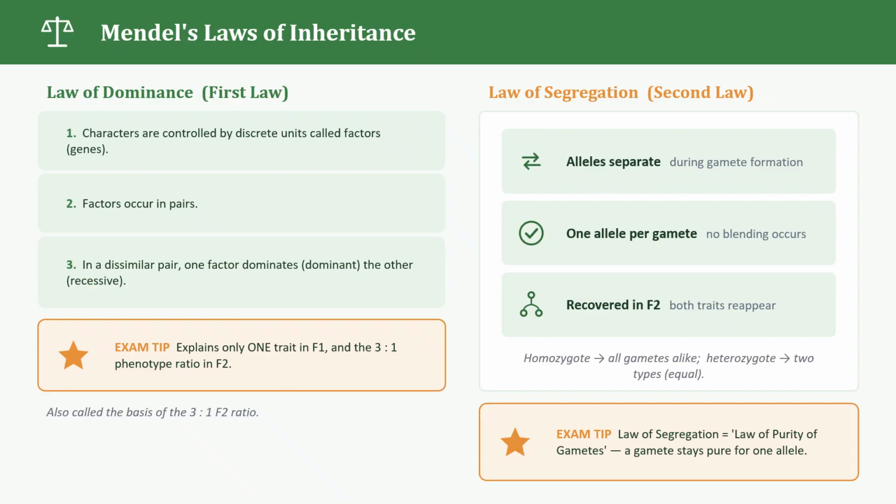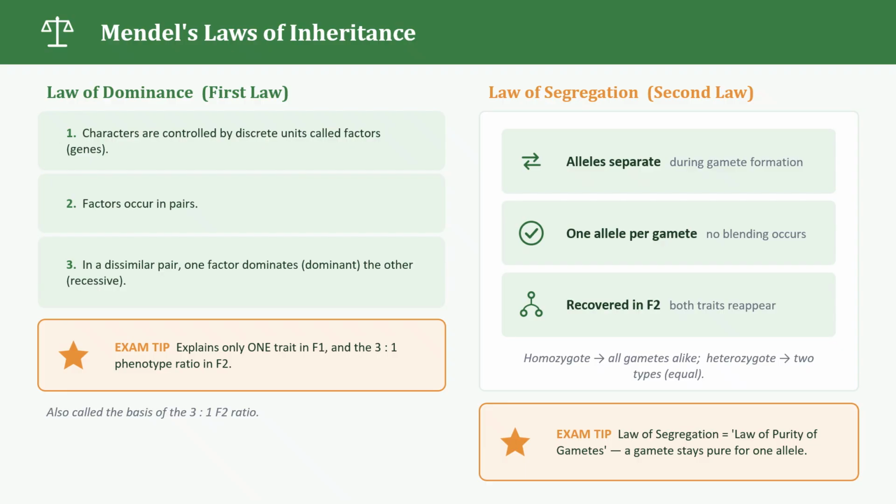Next, we are going to see Mendel's laws of inheritance. So, Mendel's laws of inheritance, two laws are there. One is the law of dominance and another one is the law of segregation. Let's see what is there in the law of dominance. Law of dominance is the first law. So based on the monohybrid cross, Mendel proposed that characters are controlled by discrete units called genes. And first it was named as factors, now it is called genes.